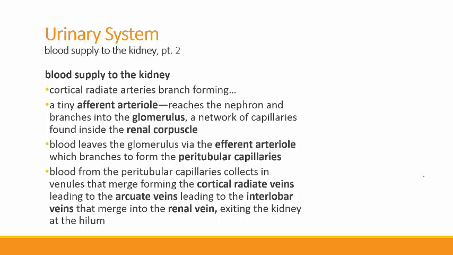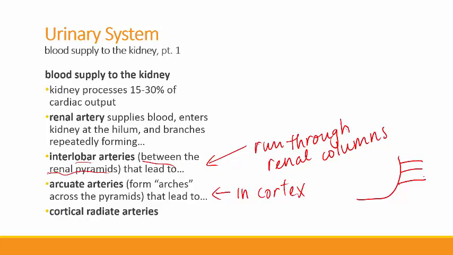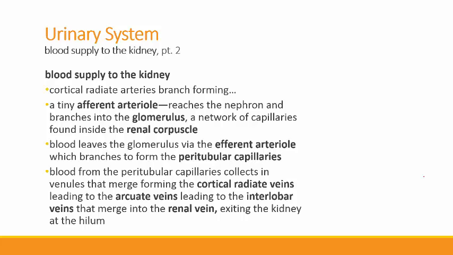They radiate up through the renal cortex, and then they branch to form, finally, arterioles. There's this very small afferent arteriole. Afferent means leading toward, and what it's leading to is a capillary network called the glomerulus. It's a terrible word.